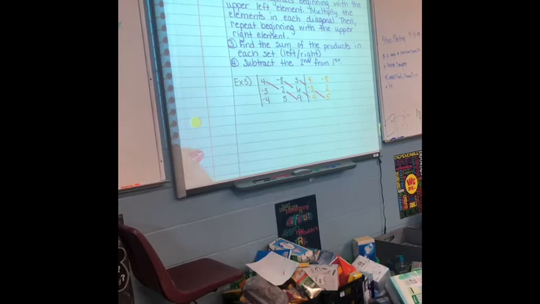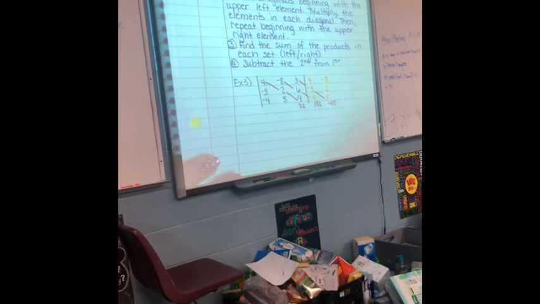Everybody with me on how I created the left side diagonals? And I'm going to multiply the elements in each. So 4 times 2 times 9 will be 72. And then -8 times 6 times -4 will be 192. And then the last one will be 3 times -3 times 5, which will be -45. Okay? Everybody good so far?